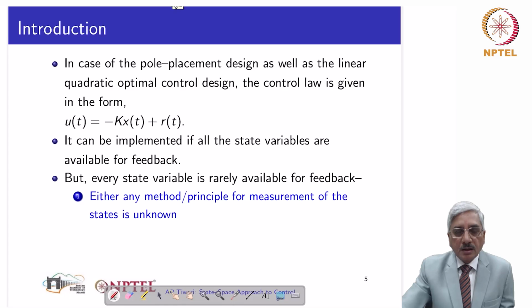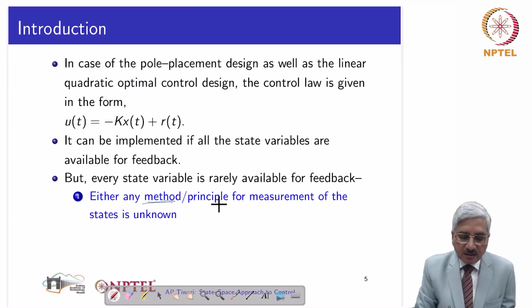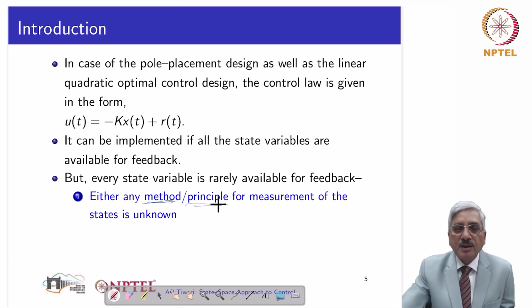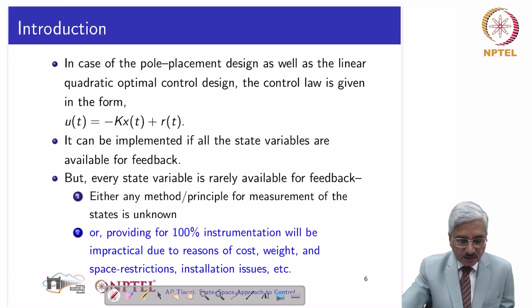Essentially because in many situations there is no existing method or principle for measurement of some of the quantities. So it may happen that even though we intend to measure the state variables, there may not exist a principle or a method to measure the state variable. Other thing which is mostly the situation is that providing 100% instrumentation is always impractical, because of various reasons. It could be due to the reasons of cost. So many sensors, I mean combination of transducers and the processing circuits, including the signal conditioning, amplification, etc. So many sensors, obviously they will increase the cost of the overall system.